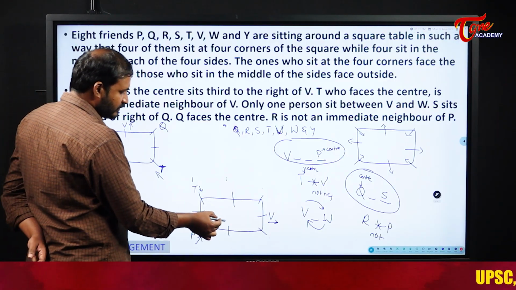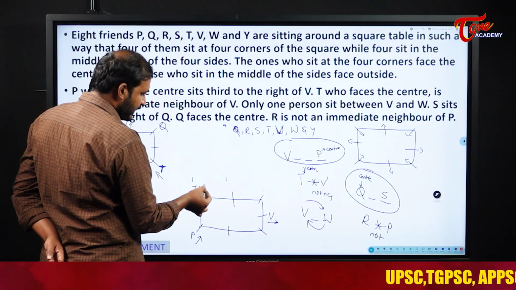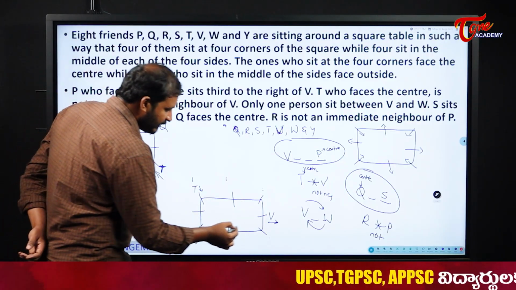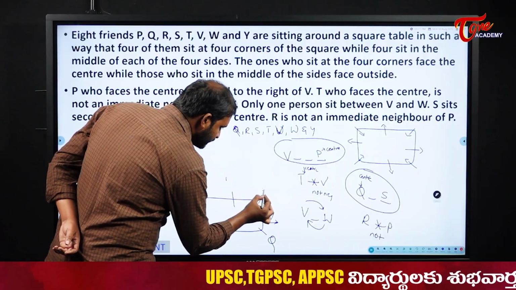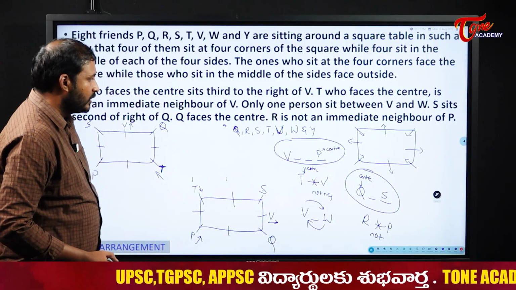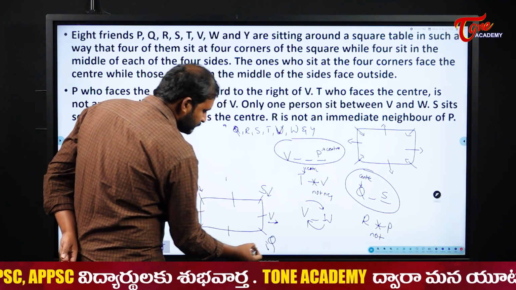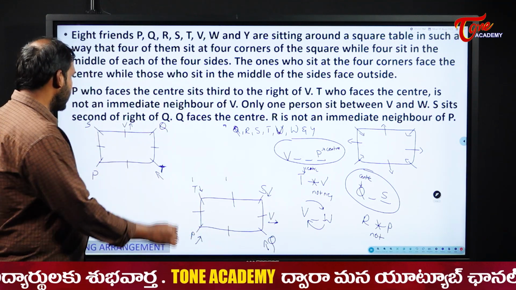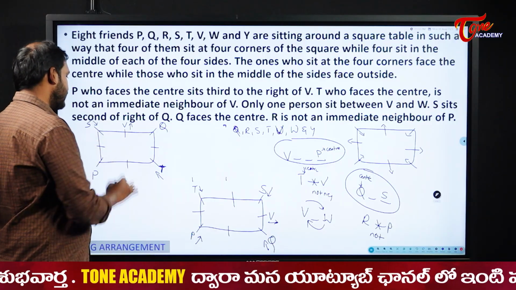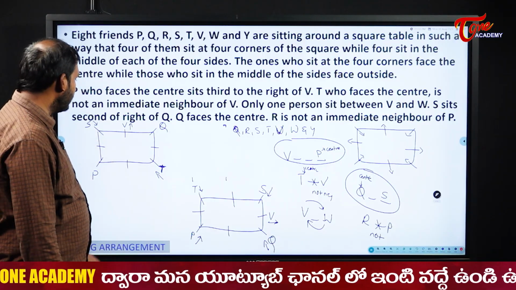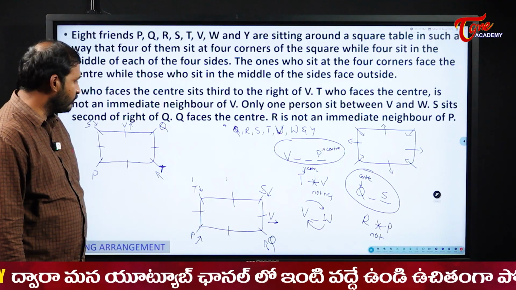Now, if I take Q here, second right is not possible. So definitely I should take Q here and S will come here. So that means S is the other center candidate for me. S is the other person who is facing the center.